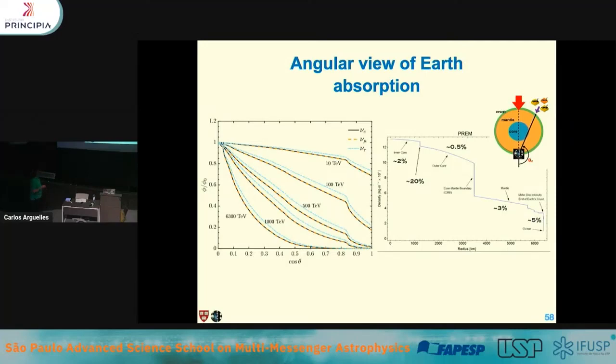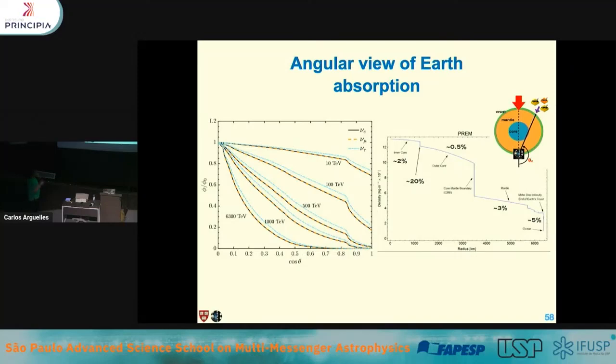And so now you can look at what that means in terms of the absorption. This is the absorption at different energies. And you can see that the electron and the muon are the same line, but the taus are a little higher because of this regeneration effect. And you can see that as a function of this angle, known as the zenith angle, where cos theta of 0 means this direction, and cos theta of 1 means Earth through-going.